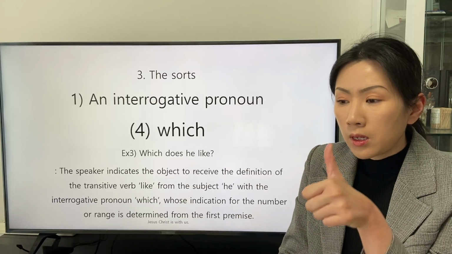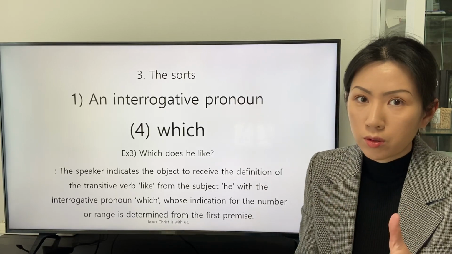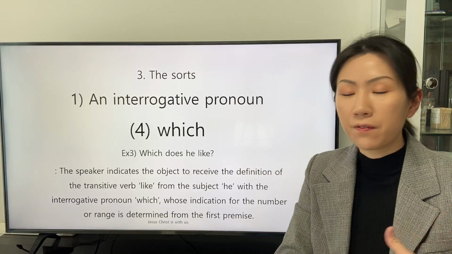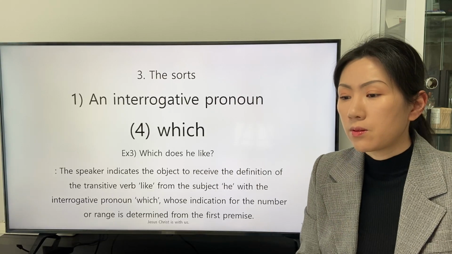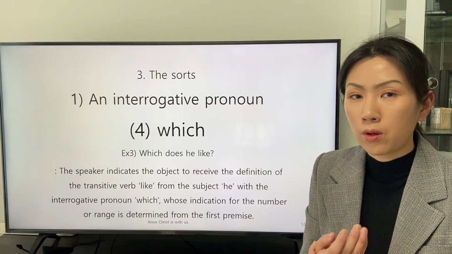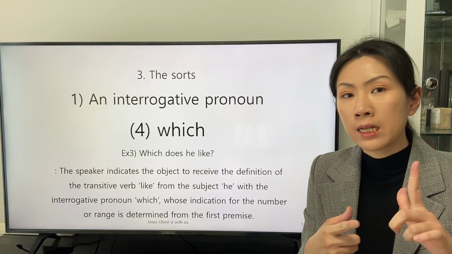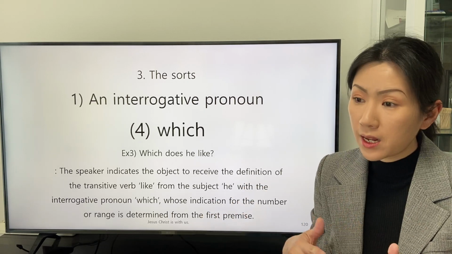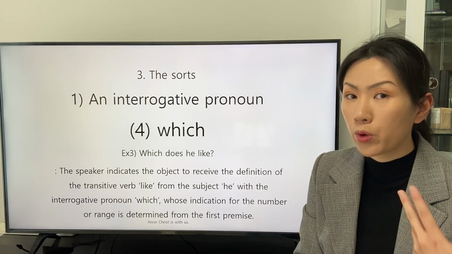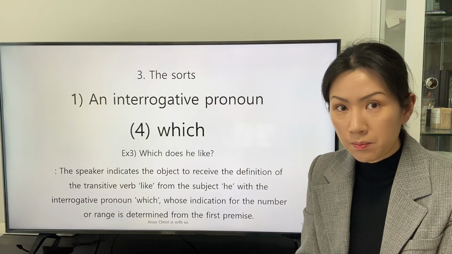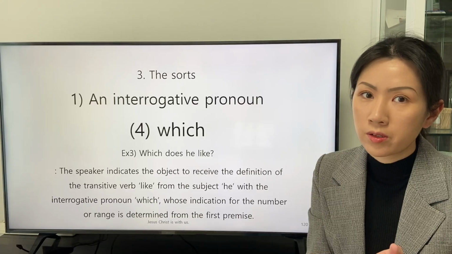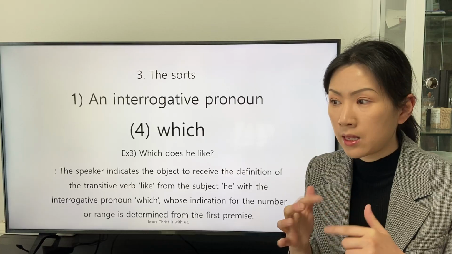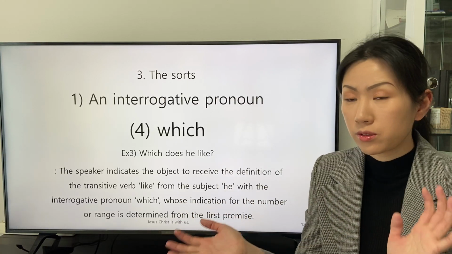The first one is the range. The speaker sets the predetermined range of the subject or the object that is indicated by the pronoun which. And secondly, the range of the subject or object indicated by the pronoun which is specified by the description of the clause, especially the predicate, the verb, the object, and the other components of the clause.